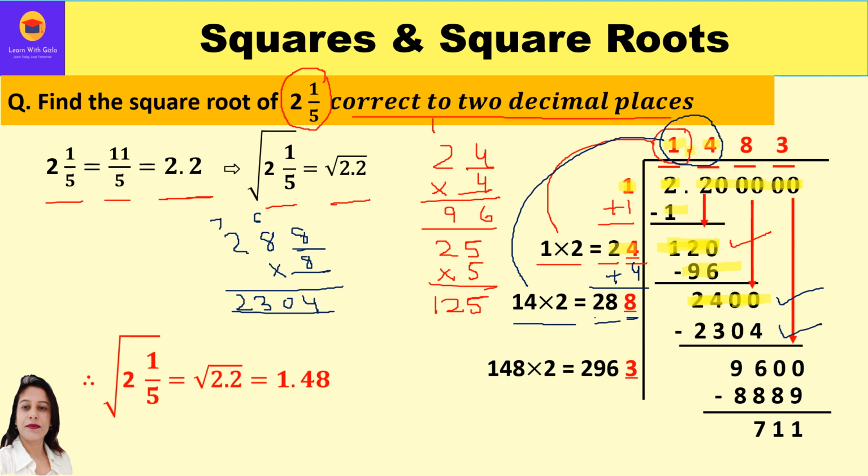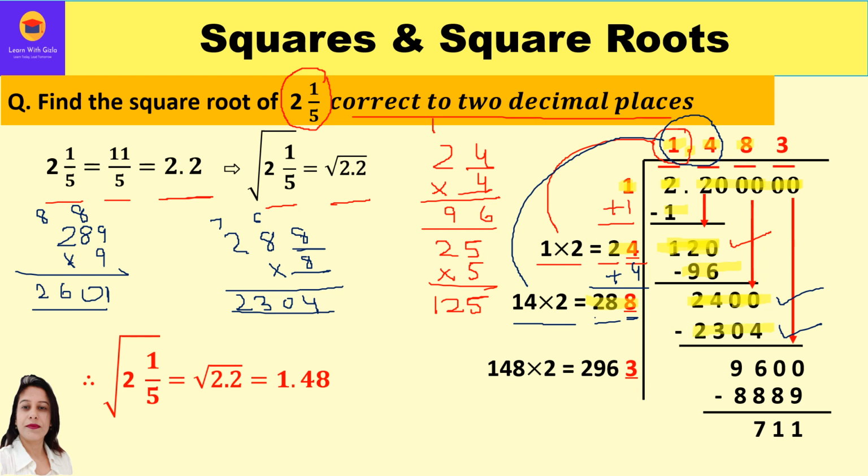I can try with 9 also. 289 multiplied by 9. 9 into 9 is 81. 9 into 8 is 72 plus 8 is 80. 9 2s are 18, and plus 8 is 26. So this will become 2601, which is more than 2400, right? So over here I can stop at 8. I can say my divisor is 288, my quotient is 8, and my product is 2304.